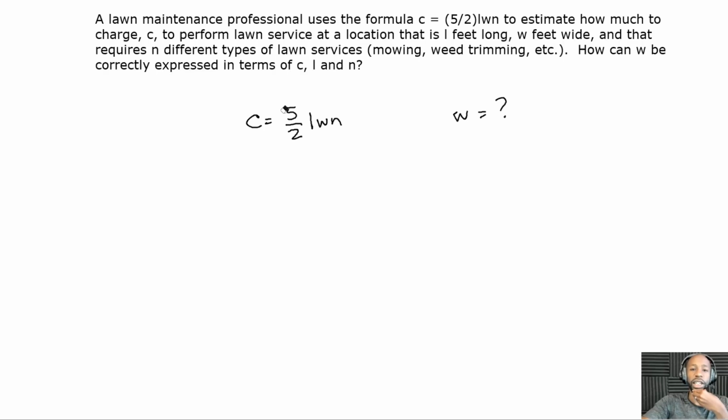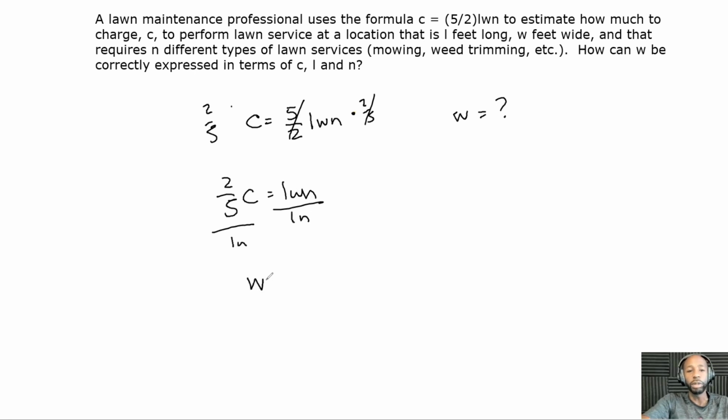All right, so let's just solve for W. If we want to solve for W, you need to move everything to the other side. So we're going to multiply both sides by 2/5. That gets rid of the 5 halves, changes it to 1, moves it to the other side. So 2/5 C equals LWN. Now divide both sides by LN so that you can get rid of the L and the N.